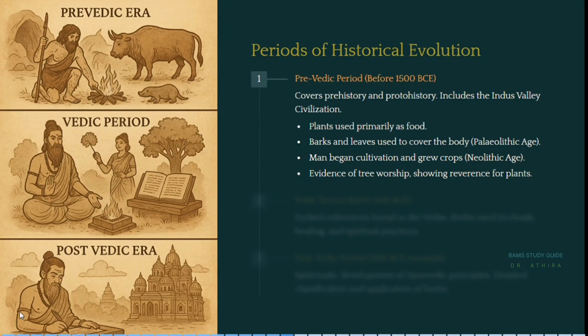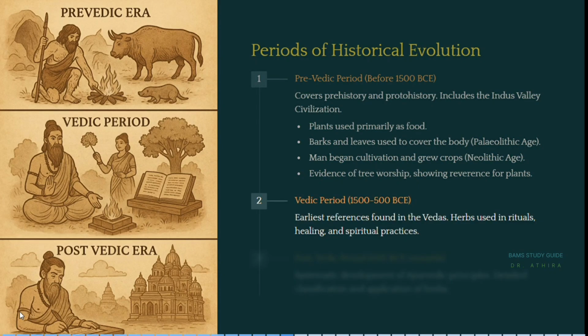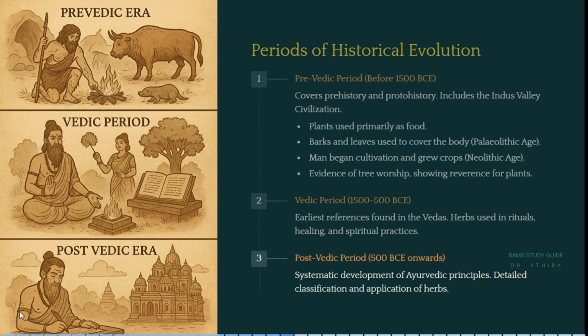In the pre-Vedic period, plants were mainly used as food, and early humans also used barks and leaves for basic needs, gradually moving towards cultivation and showing reverence for nature. During the Vedic period, herbs were mentioned in the Vedas and used in rituals, healing, and spiritual practices. Later, in the post-Vedic period, Ayurveda developed more systematically with detailed classification and practical application of medicinal plants.